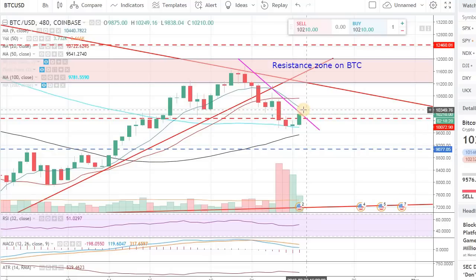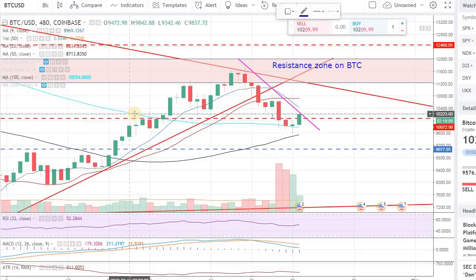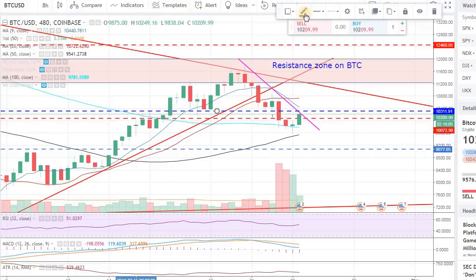10,350. All right, so keep that number in mind. There will be some resistance in that. I'm going to draw here and we'll make it red.